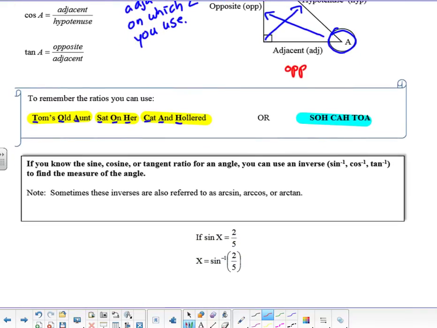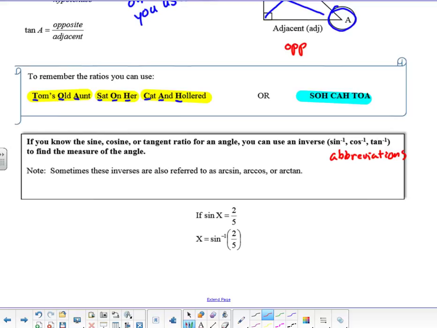Big point. Now the final piece here is if we know the sine, cosine, or tangent ratio of an angle, you can use the inverse, which we represent by sine to the -1, cosine to the -1, and tangent to the -1. These are the abbreviations: sine, cosine, and tangent. Sometimes these inverses are also referred to as arc sine, arc cosine, or arc tangent. So if the sine of x equals 2/5, then we can do the inverse of that, and that will give us the angle.